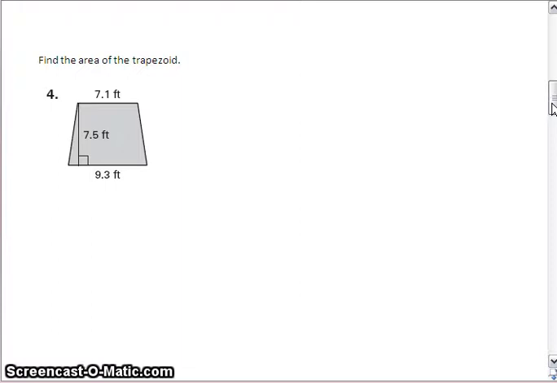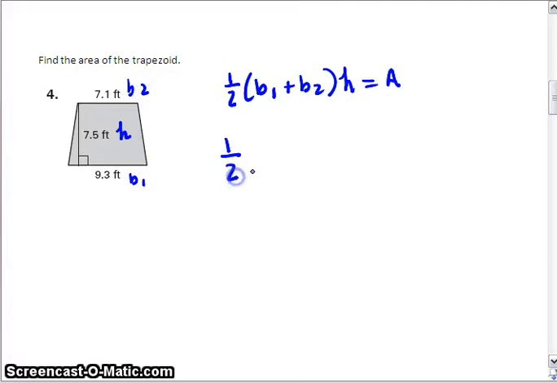Alright, now let's find the area of a trapezoid. Again, let's go back to the formula. It's 1/2 of base 1 plus base 2 times its height should give us the area. Now you just need to plug in your values. Here's base 1, base 2, and our height. So 1/2 of 9.3 plus 7.1 times our height, which is 7.5, gives us our area.